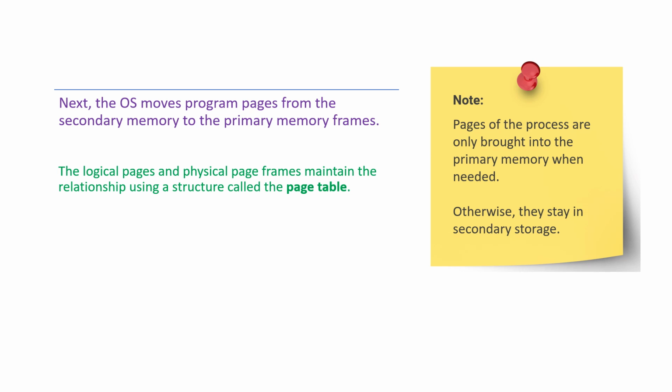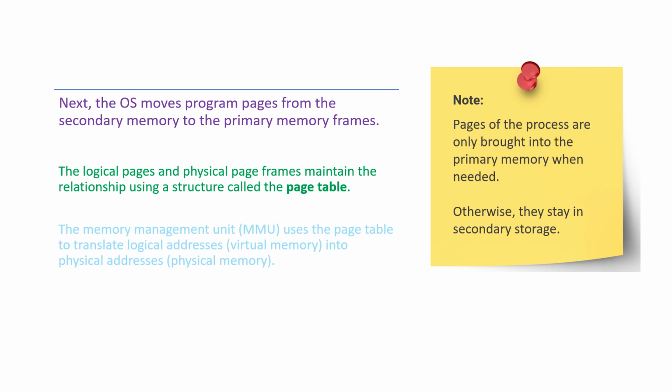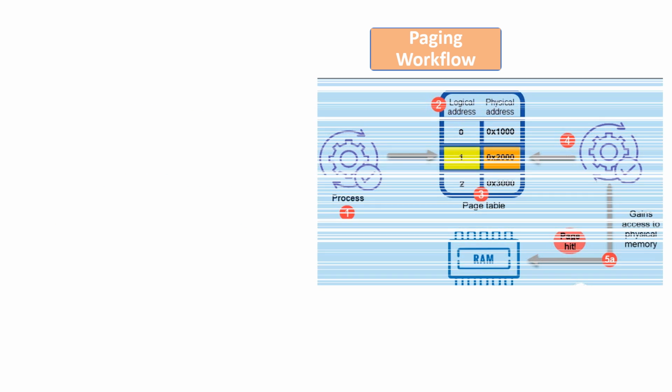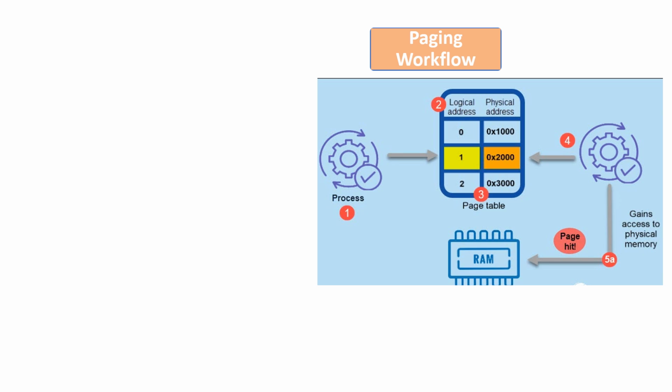The logical pages and the physical page frames maintain their relationship using a structure called the page table, and the MMU then uses the page table to translate the logical address into the actual physical address. Now we can see the paging workflow. This paging workflow ends in a page hit or a page fault.